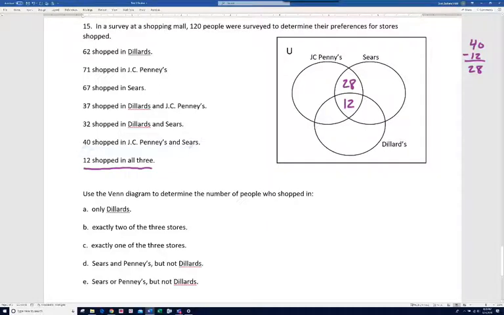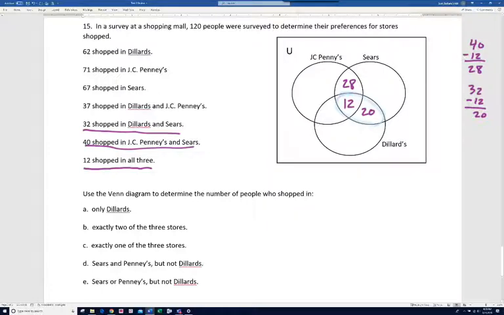Now we're going to look at 32 shopped in Dillard's and Sears. So Dillard's and Sears, the overlap is right here. And we already have 12 in there, and 32 should be in that region. So if we take 32 minus 12, we get 20. And so there's going to be 20 people in here.